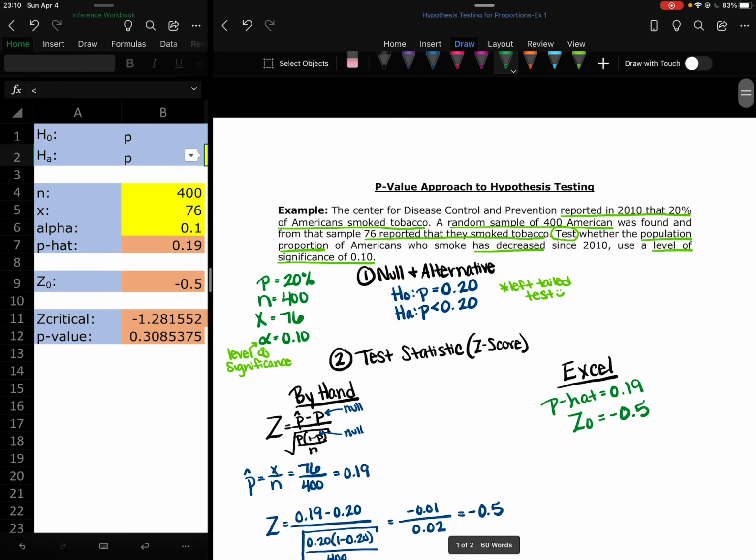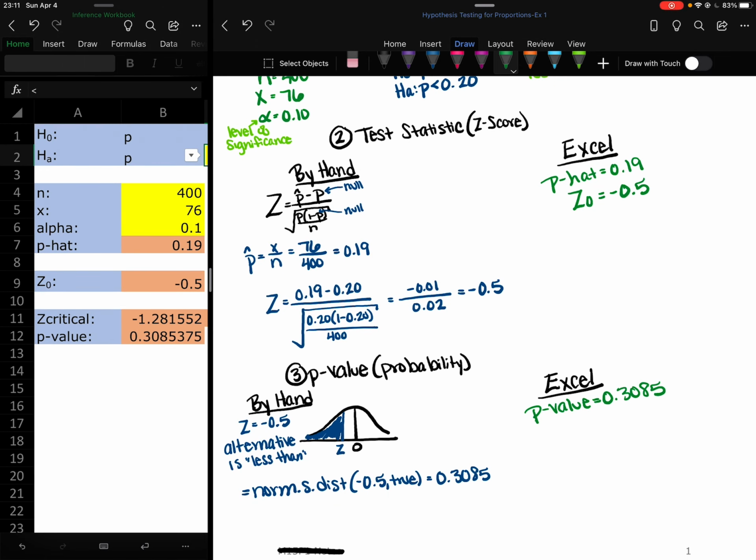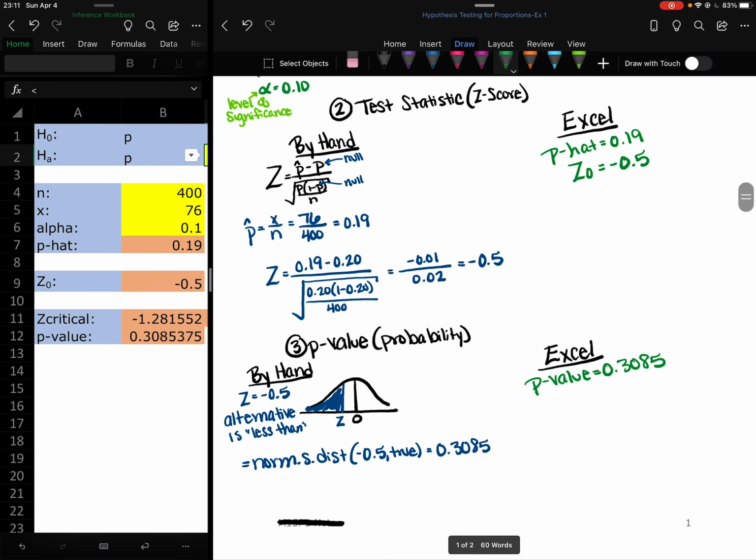So the original problem, I'm going to scroll up, was a study that was reported in 2010 that said 20% of Americans were smoking tobacco. We were trying to prove that that had decreased. Our p-value was not small enough to prove that it has. Our results, 76 out of 400, were not so unlikely to say that that proportion has decreased. 19% is less than 20%, but it's not far enough away. It's not statistically significant.